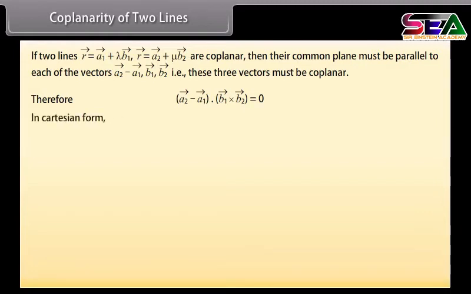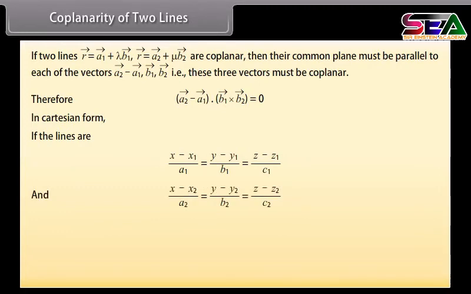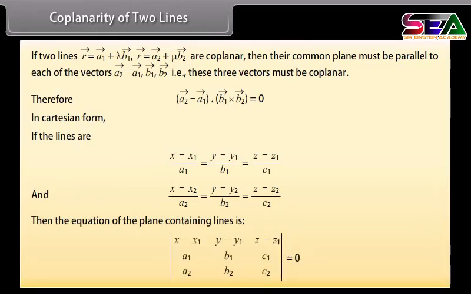In Cartesian form, if the lines are x minus x1 by a1 equals y minus y1 by b1 equals z minus z1 by c1, and x minus x2 by a2 equals y minus y2 by b2 equals z minus z2 by c2, then the equation of the plane containing the lines is the determinant, row-wise. First row: x minus x1, y minus y1, z minus z1. Second row: a1, b1, c1. Third row: a2, b2, c2, equals 0.